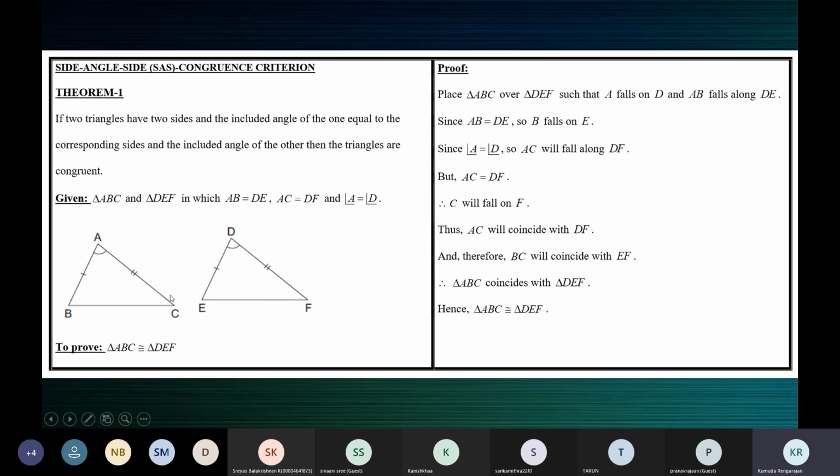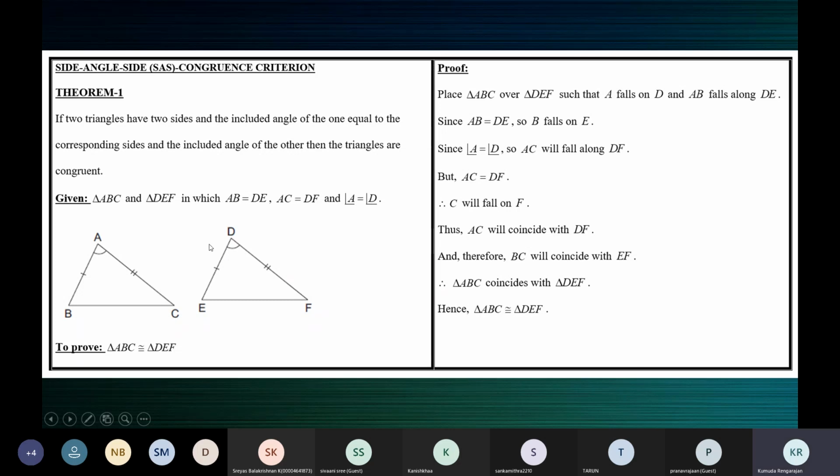So now what do you do? Imagine you have paper cutouts or cardboard cutouts of these two triangles. You lift triangle ABC and place it over DEF in such a way that this vertex A falls on D. Because you know A is equal to D. So you place this triangle ABC over DEF so that A coincides with D.